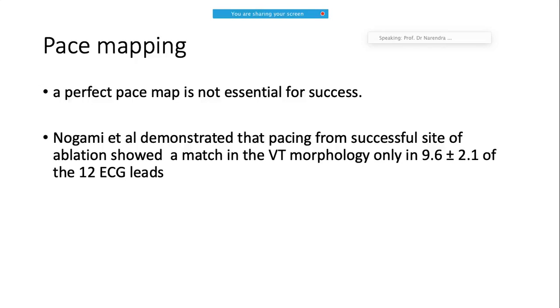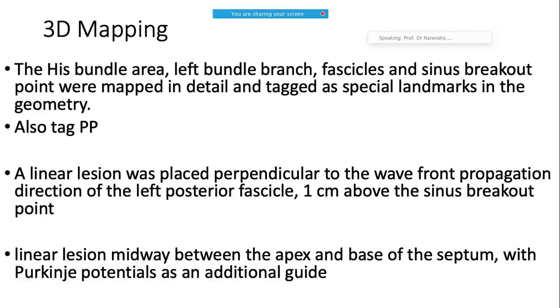during the sinus rhythm, a perfect pace map is not always recommended. This is a little bit of an exception, in the sense that you need not have 12 out of 12 pace mapping. Whenever you are pacing from the successful site of ablation, even up to 10 plus minus 2 out of the 12 leads is pretty good. Even if 7 or 8 leads are matching, you can go ahead with the ablation, so need not worry. Even with 2D, two-dimensional ablation, you will be able to take care of it. However, if you have done the ablation and it becomes a little bit difficult, that is the time you may consider 3D mapping.